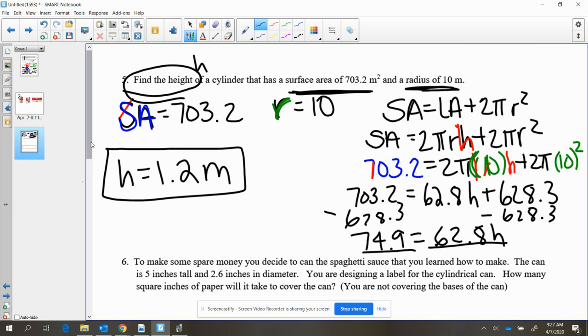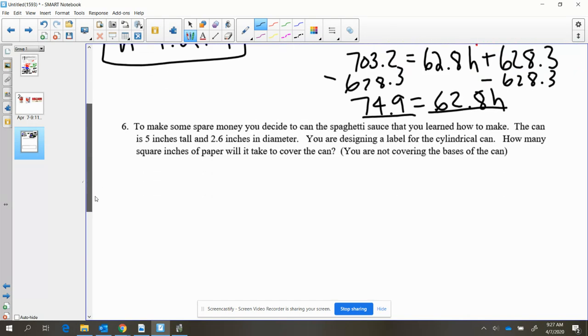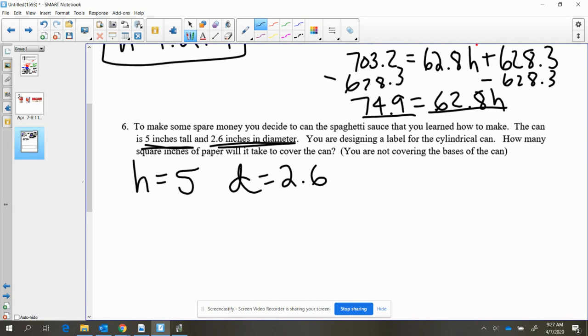Okay. Now, last example here goes back to talking about our cans. So we have some spaghetti sauce in a jar that we're trying to make, and the can is 5 inches tall with a diameter of 2.6. So height of this is 5, diameter 2.6, and we want to design the label for this can. We want to decide how many square inches of paper it will take to cover the can. Again, you are not covering the bases of the can.